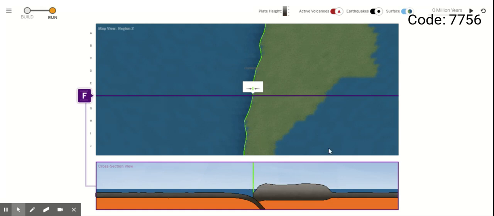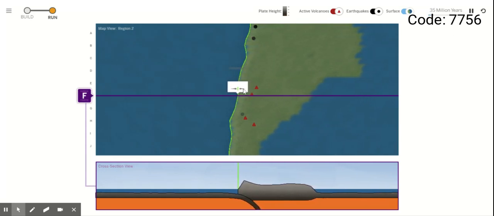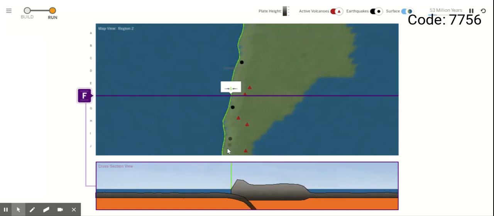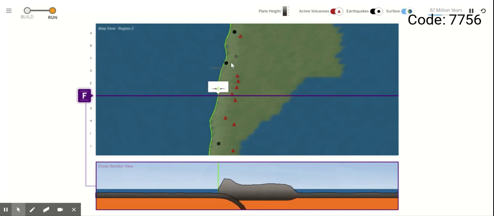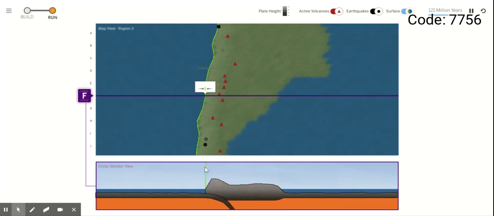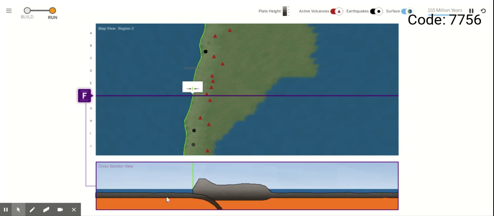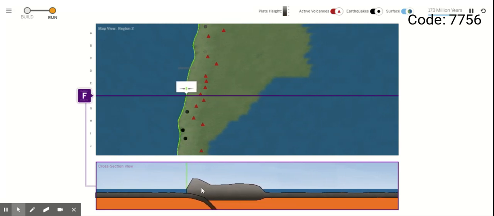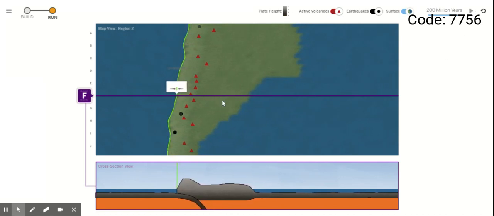So we're going to run this model and see what this looks like over the course of millions of years. You can see the plates moving, right? And we're seeing those earthquakes, the black dots forming right along the coast, right along that boundary, and we're seeing volcanoes forming a little bit inland in a row, a nice line across the edge of that continent as it moves. And again, down here you're seeing the continent push over the top of this oceanic crust, which is pushing down below. And that was about 200 million years.